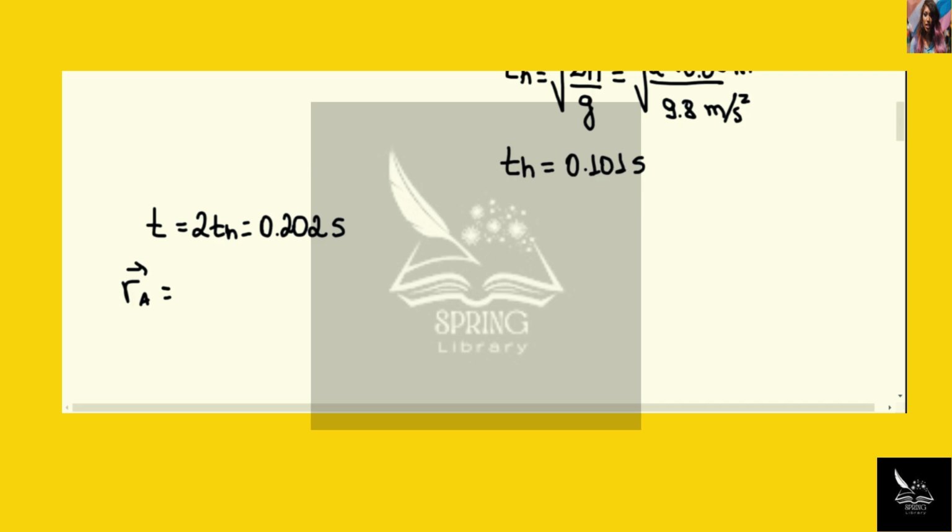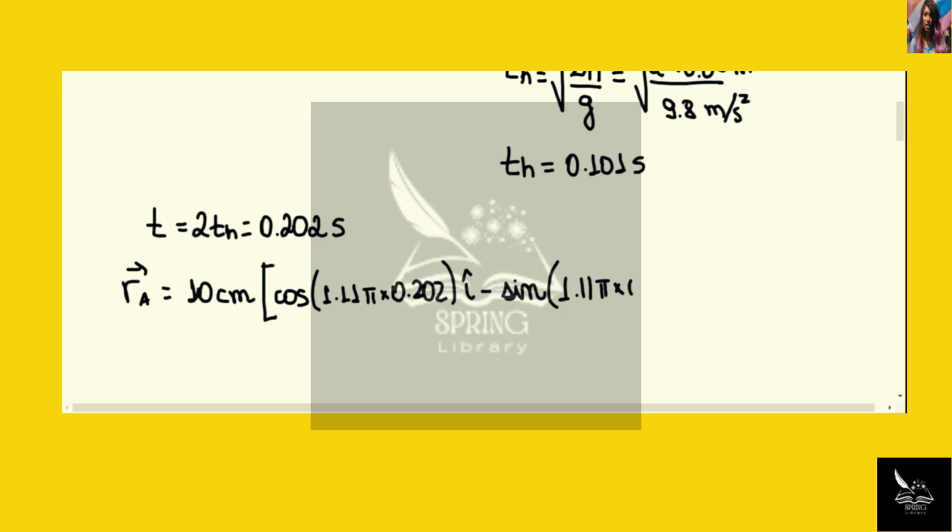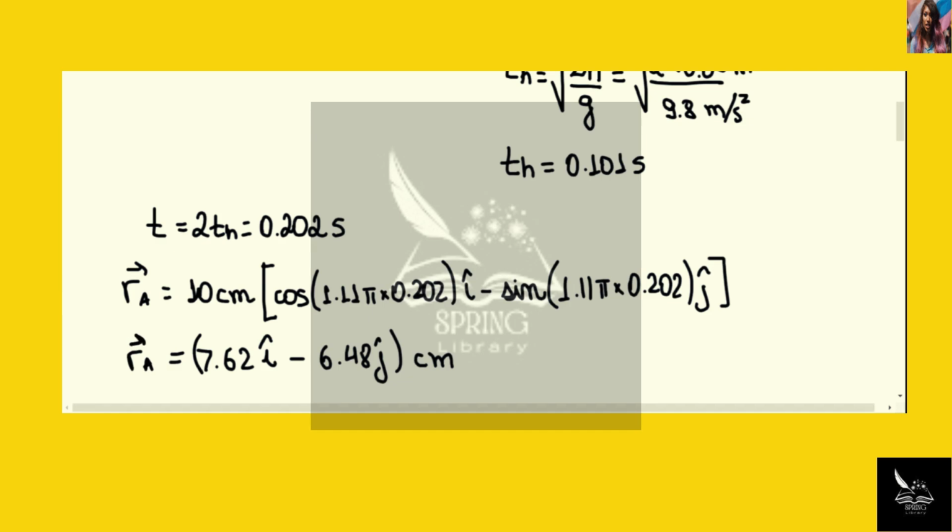So let's plug it in R A. R A equals 10 centimeters times the cosine of 1.11 pi times 0.202 i minus the sine of 1.11 pi times 0.202 j, and this is equal to 7.62 i minus 6.48 j in centimeters. So this is the answer to question A.